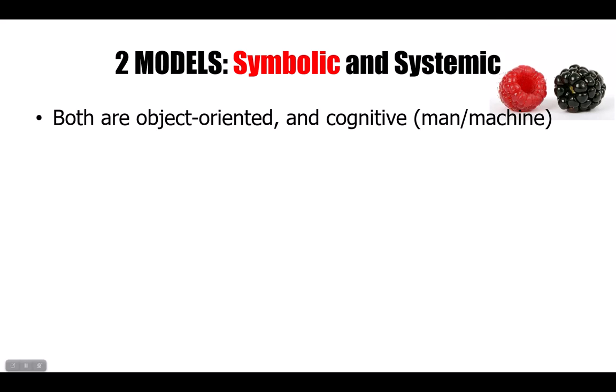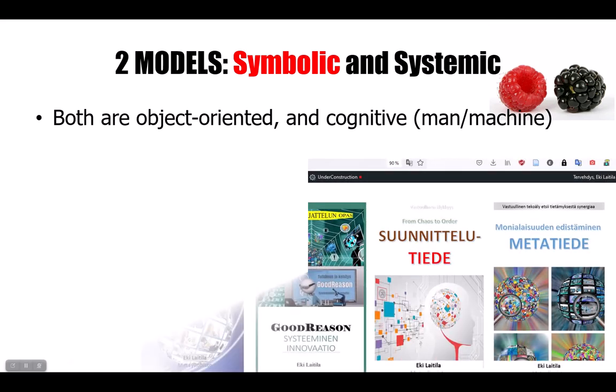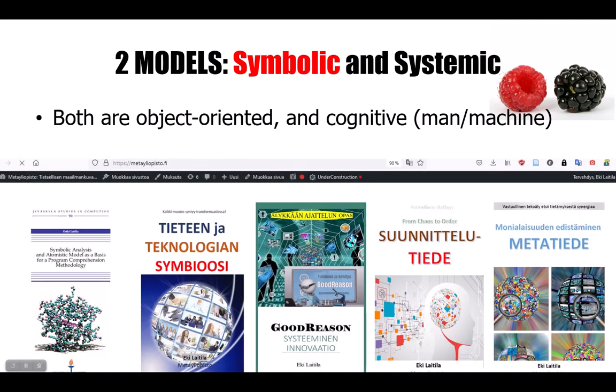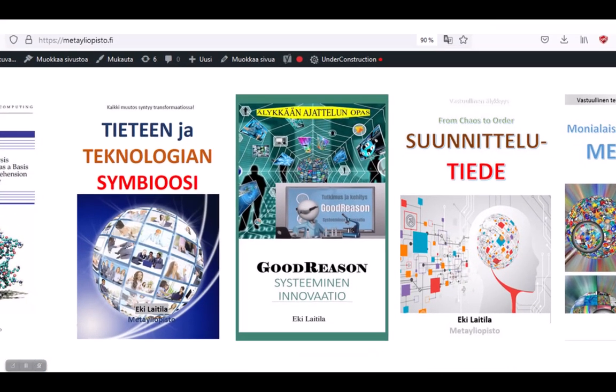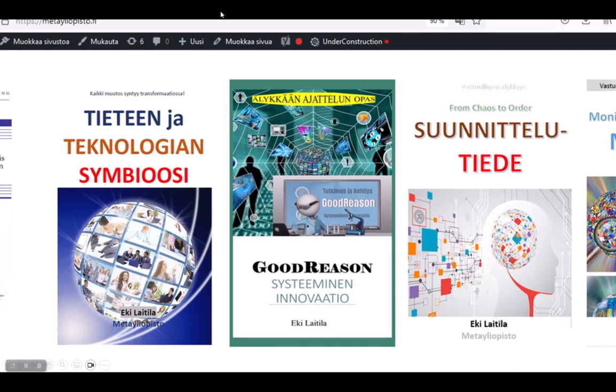Comparing those approaches, symbolic and systemic here, both are by nature object-oriented because they are focused and they are cognitive. They can work both by man's hand or machine and by machine. The books of my approach here, for example, this is innovation books, systemic innovation book, a platform for innovation.